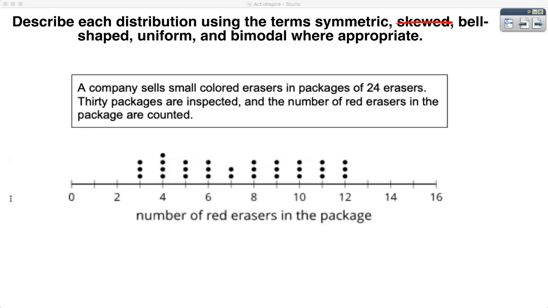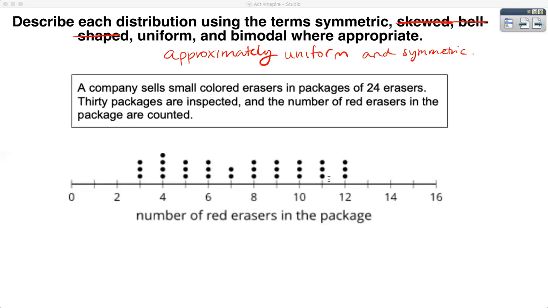I know it's definitely not bell-shaped. There is no bell shape that's being created here. And I know it's not bimodal. But I can see that it is approximately uniform and symmetric. So notice that we're using this word approximately now, right?